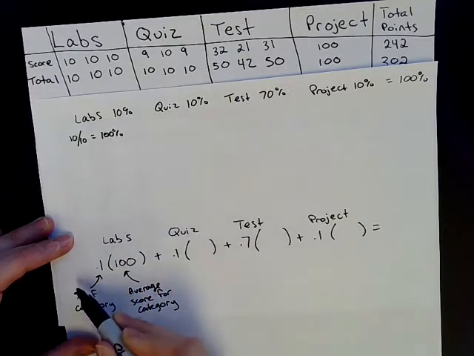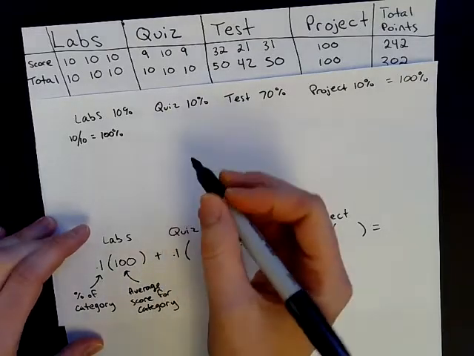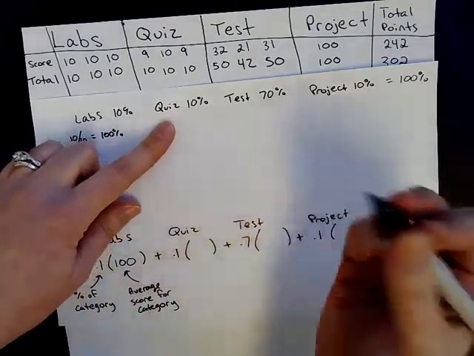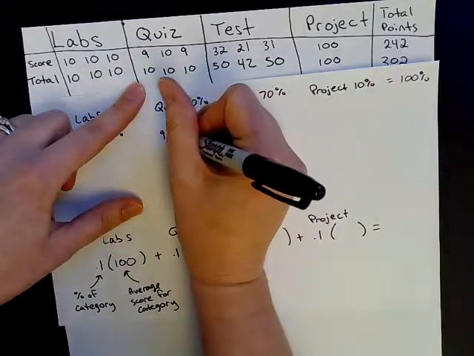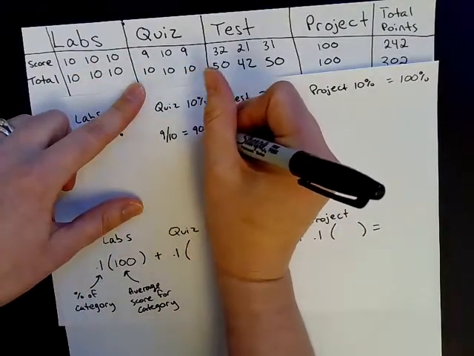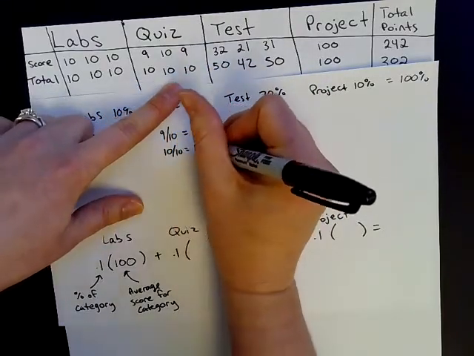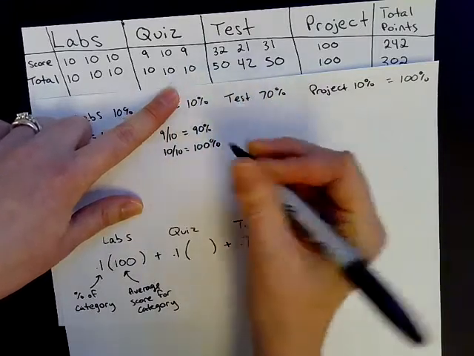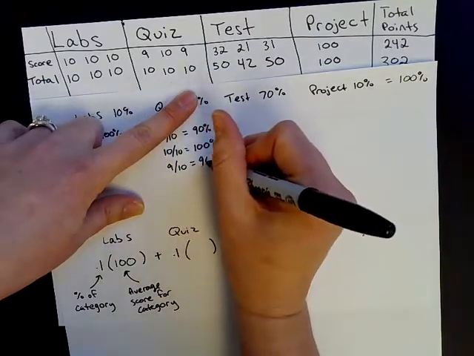So I'm doing the percent of the category here and the average score for that category here. Now let's take a look at our quizzes. Our quizzes, we have a 9 out of 10, which is a 90%. We have a 10 out of 10, which is 100%. Then we have a 9 out of 10, which is a 90%.